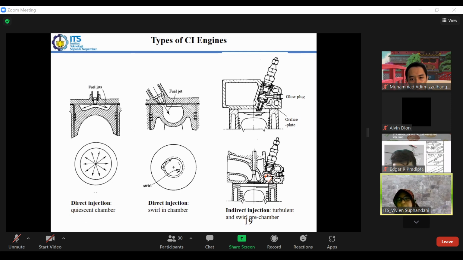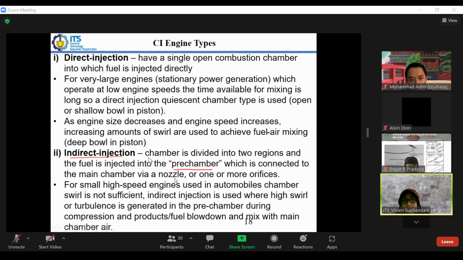So we have the glow plug here, and we have the orifice plate. We have the RF substrate, and then it will be injected. Before. Yeah, so we see here that we have the turbulent and swirl pre-chamber. The main thing here is that we use that pre-chamber to generate swirl and turbulence.